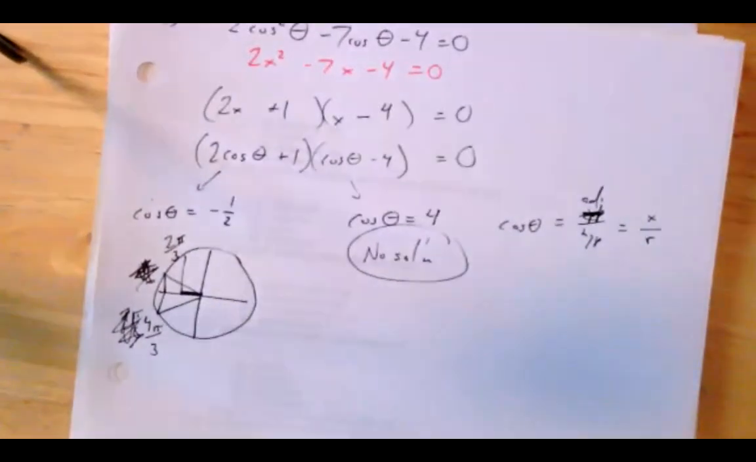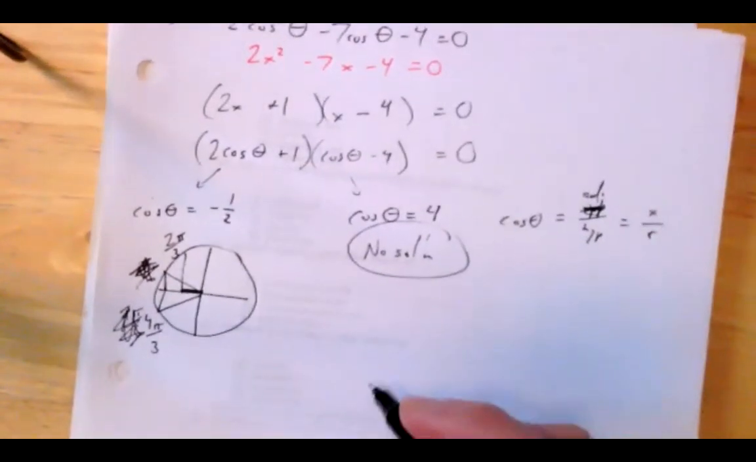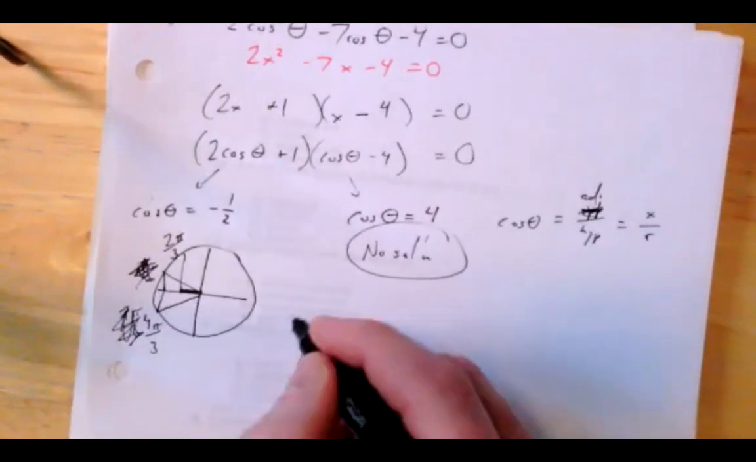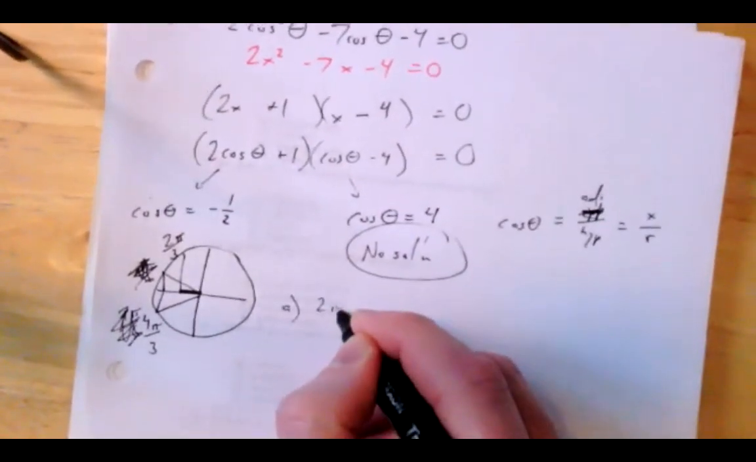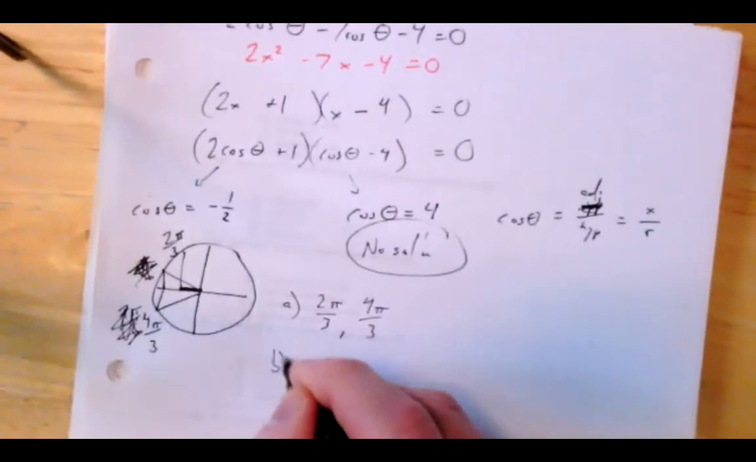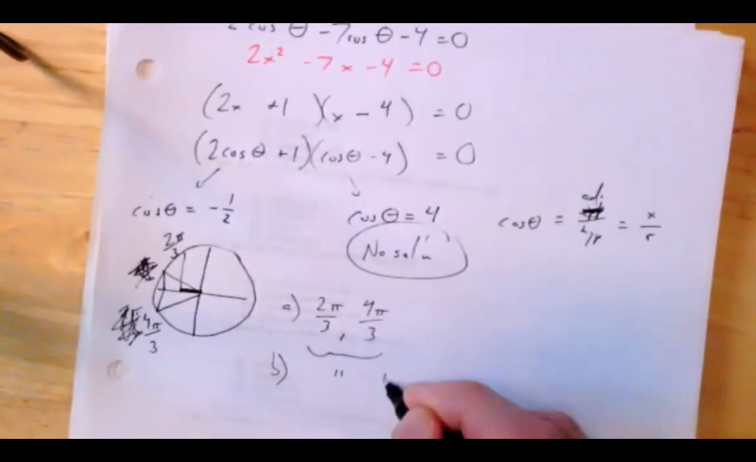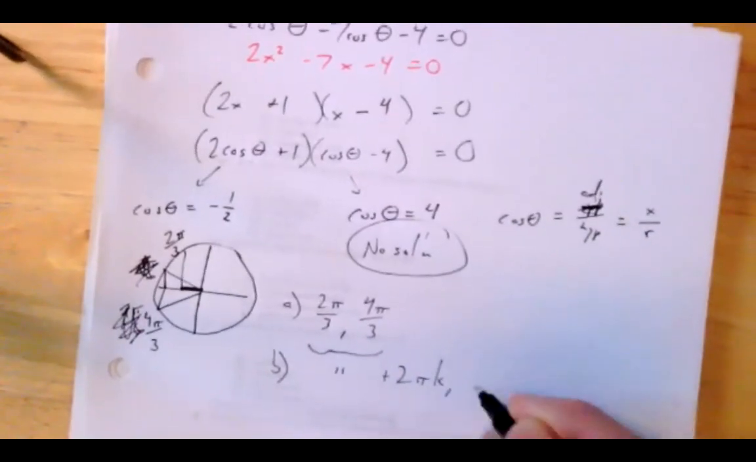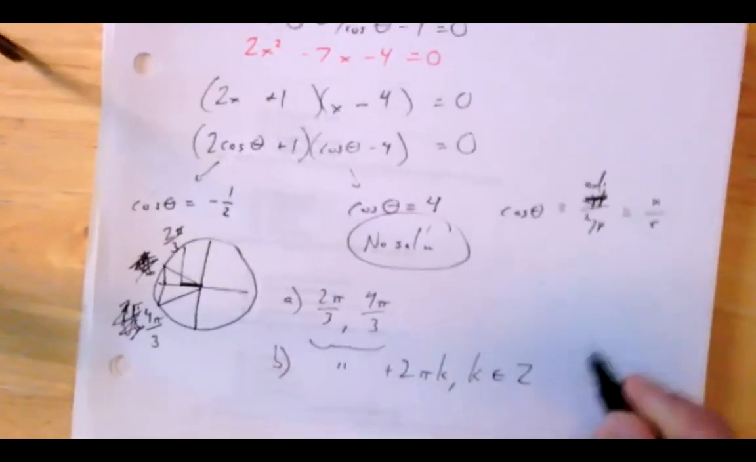Okay, so we're good with that mess. No solution, and then we might as well write it out. 2 pi over 3, 4 pi over 3 for B. It's those things, plus 2 pi k, where k is an element of the integers.